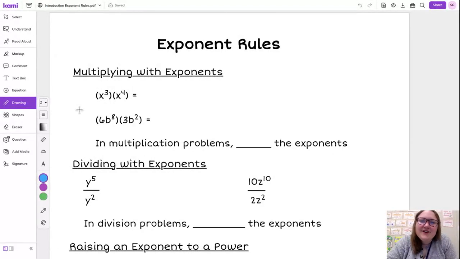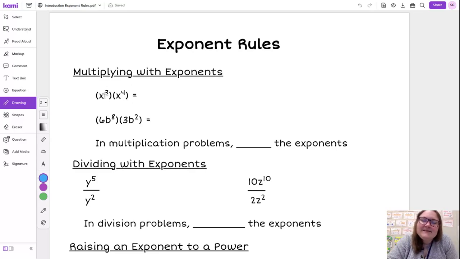Math students, this is our introduction video for our lesson on exponent rules. In this lesson, we're going to talk about different rules you can use when you're doing math with expressions that have exponents. So first is going to be all about multiplying with exponents, and I'm going to use the example here, x cubed times x to the fourth power, to help explain the rule.